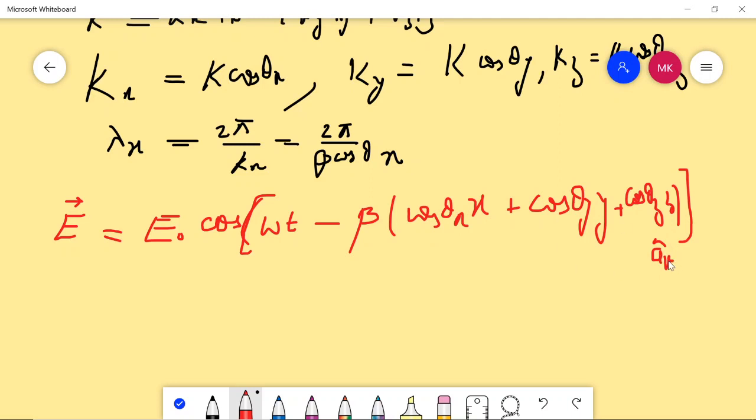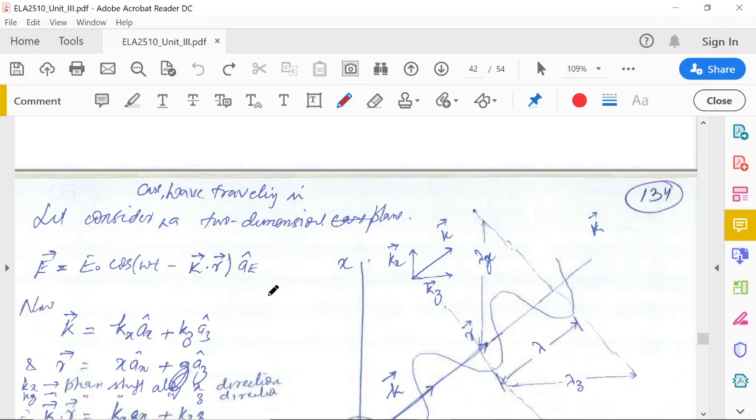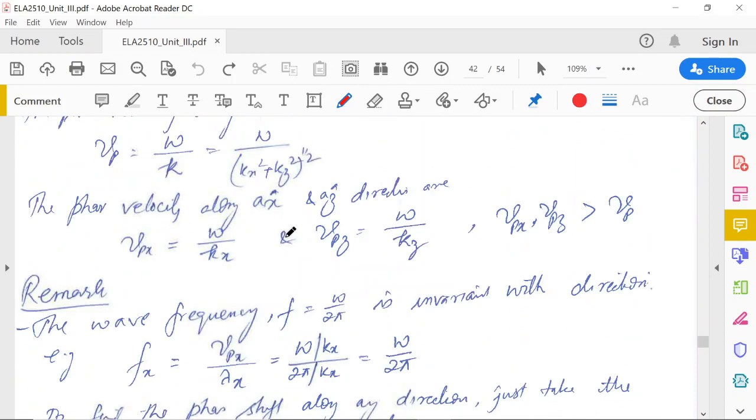This is an E vector. These things are explained in the notes. You can go through this one. Direction cosines we have explained here.